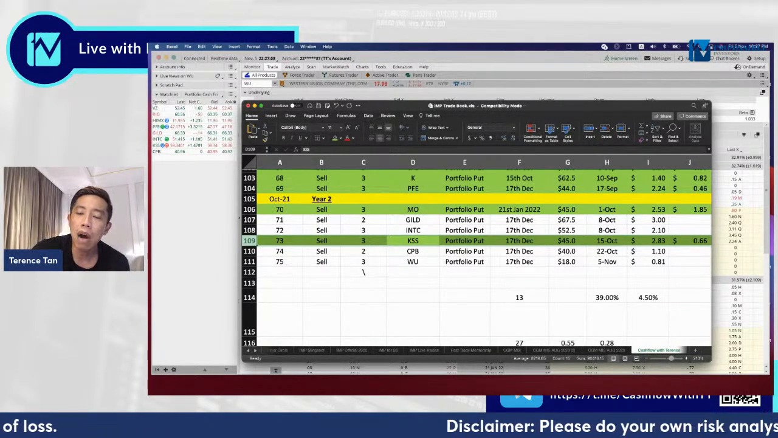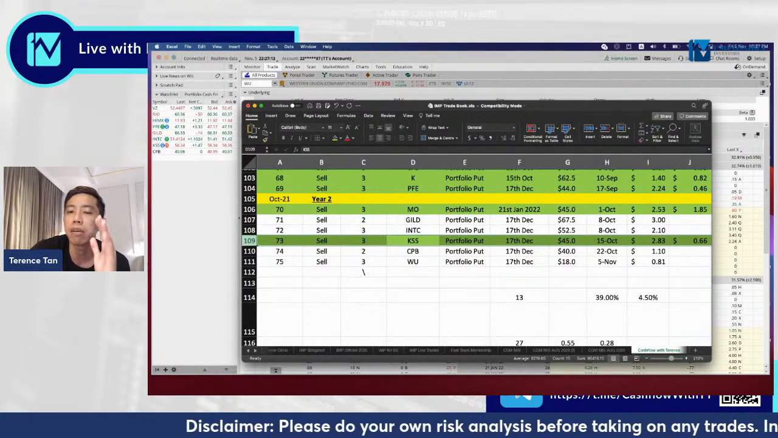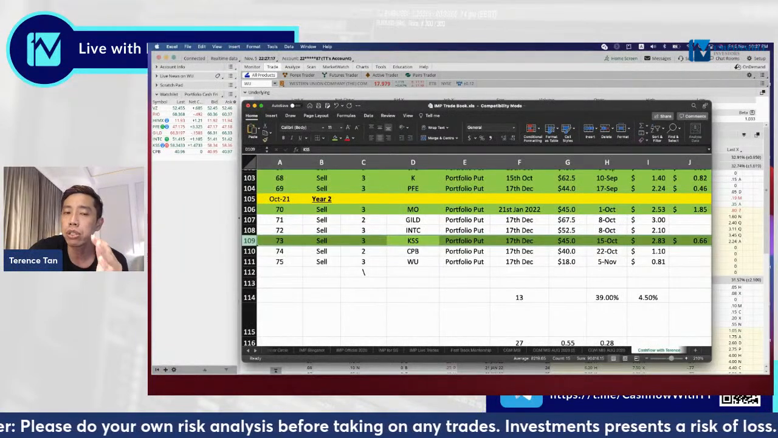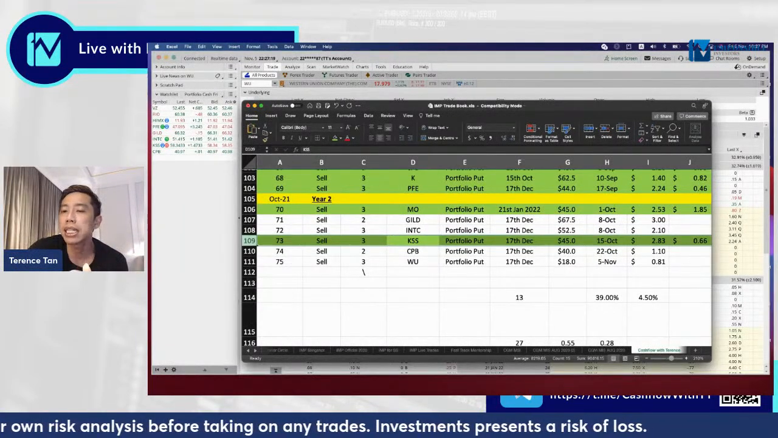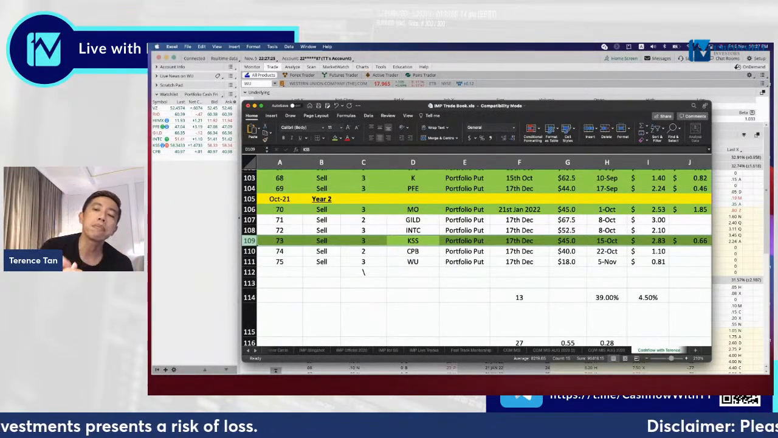Just a headline: markets open 1 hour later next week. So markets open only at 10:30 p.m. Singapore time from next week onwards. So our Portfolio Cash Flow sessions on Friday will probably start now at 11 p.m. Okay, so I'll probably adjust it to start at 11 p.m. next week.